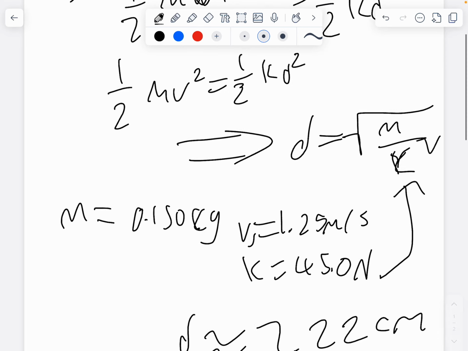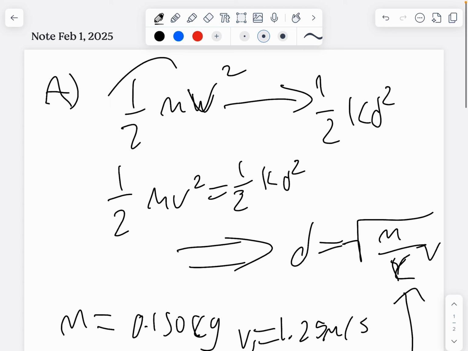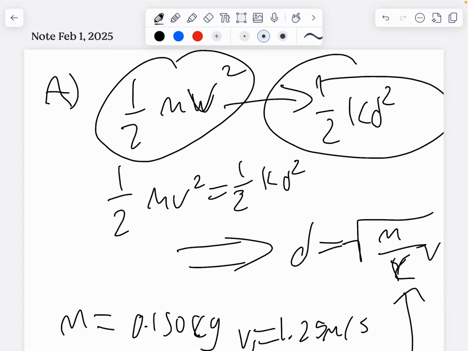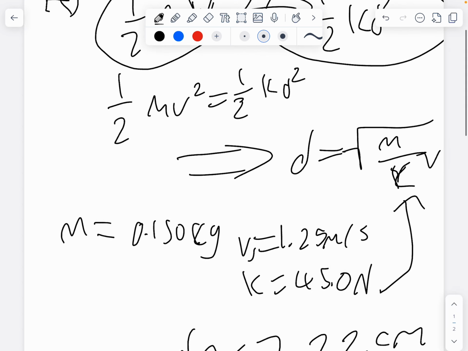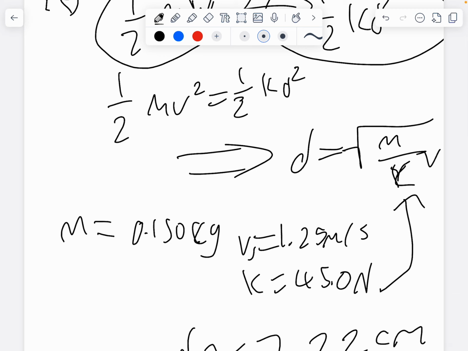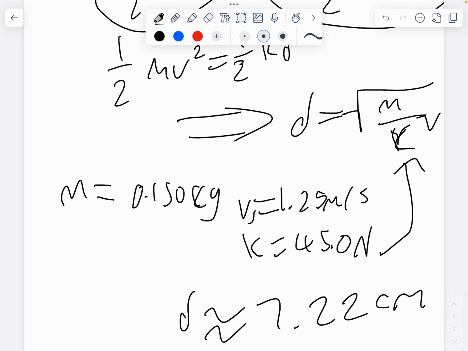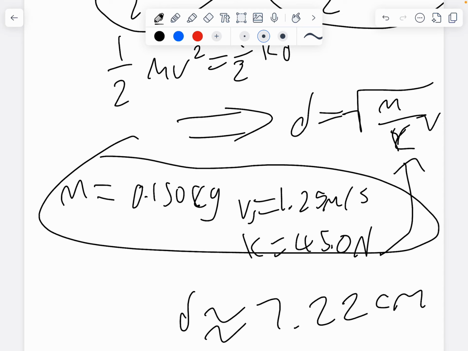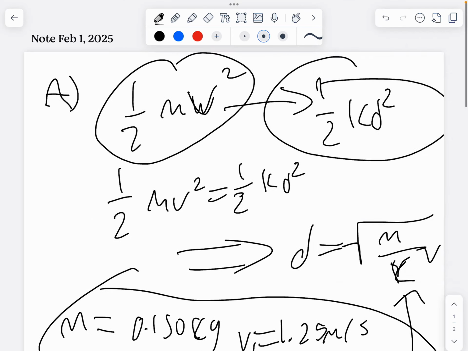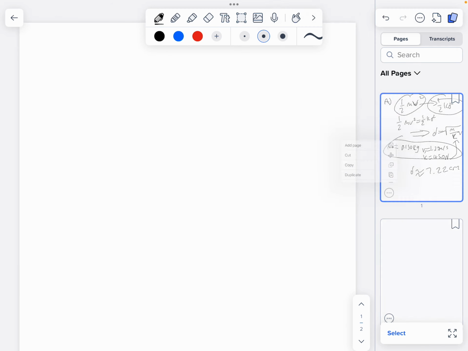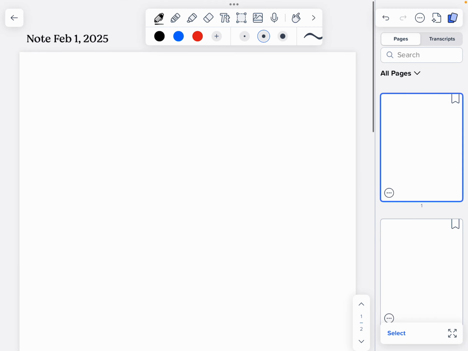Pretty simple. Just use your knowledge of these two equations and set them equal to each other so you can find the distance. And these values are just given to us. So that's part A. We are going to go to part B now.